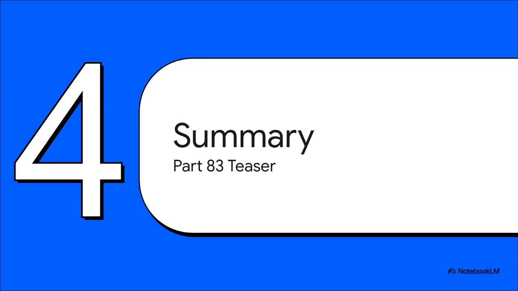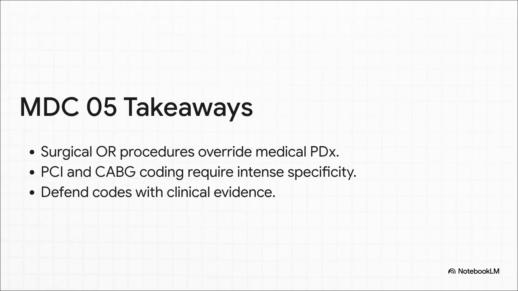Section 4. Summary and Part 83 Teaser. Wow, okay, we have covered a massive amount of highly technical ground today. Let's lock in your learning with the 3 main takeaways for MDC-05. Number 1. Remember that surgical OR procedures will always override a medical principal diagnosis, completely shifting the MS-DRG. Number 2. Procedures like PCIs and CABGs demand the absolute highest level of ICD-10 PCS specificity. Count those vessels, verify those stent types, and track the bypass routes. And number 3, always defend your codes by ensuring complications are backed by documented, active clinical intervention.